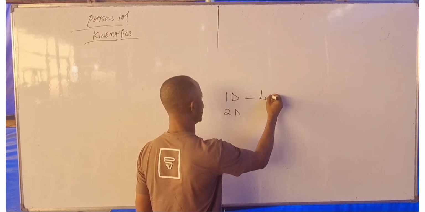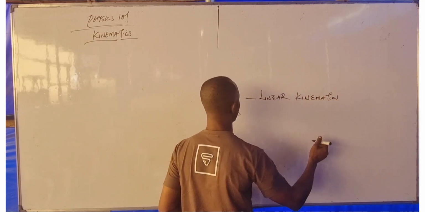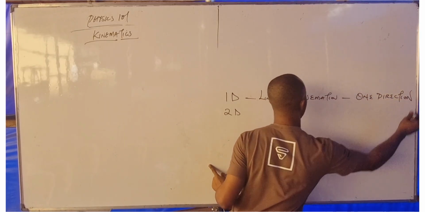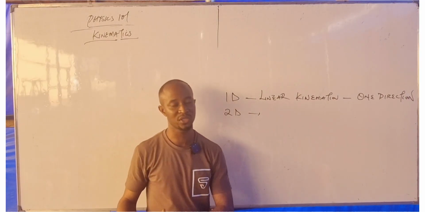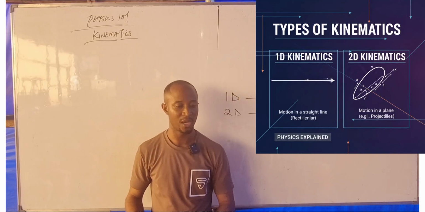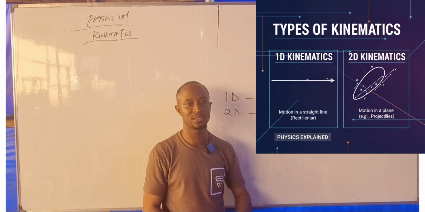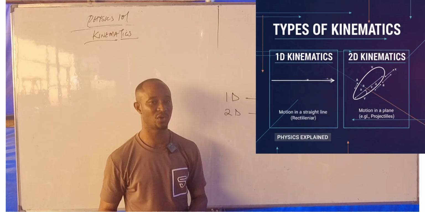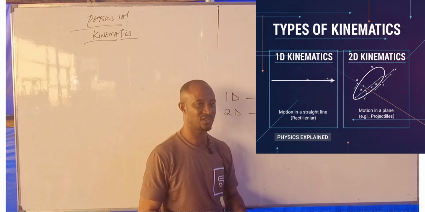The 1D talks about linear kinematics, which involves motion in one direction. The 2D talks about two-dimensional motion, which involves motion that occurs both horizontally and vertically. One that talks about horizontal motion, like a car traveling from Abuja to Lagos, is called 1D linear kinematics. In linear kinematics, we study the motion of a body without considering the forces that cause the motion.